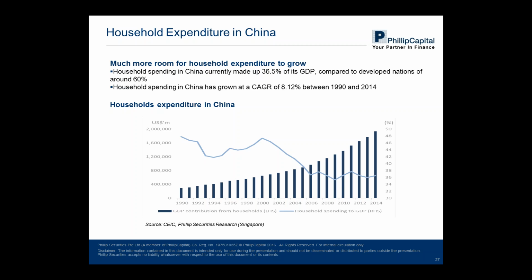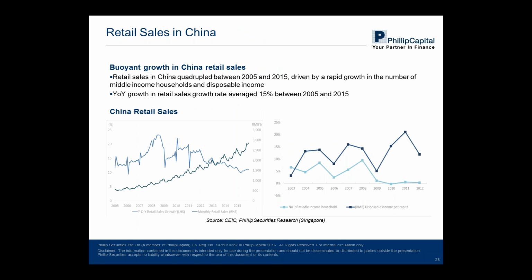Household spending has been growing at a CAGR of 8.12% for the past 15 years or so. And if you just look at the bar here, it is very clear that the GDP contribution from household spending has continued increasing. Now with domestic consumption, the next thing to look at is retail sales. Retail sales in China essentially quadrupled over the last decade, and the rapid growth is because of the growing number of middle income households and disposable income. The growth in retail sales has averaged 15% between 2005 and 2015. So this is still double-digit growth, or essentially 2 times more than how much its GDP is growing now.